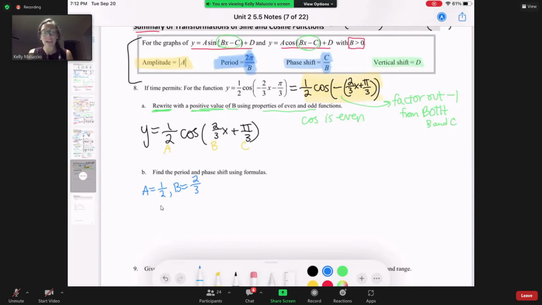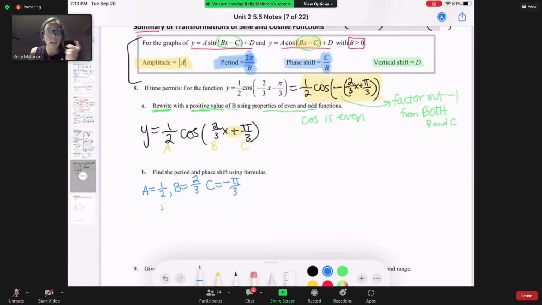Okay, so A is 1/2, B is 2/3, and C. Now this is the other tricky part because we took that negative out. Remember how this is Bx minus C. So technically this should be minus, but it's plus, which means the C was negative. So C is actually negative pi over 3. Not a big deal. You just have to pay attention to that. That's, again, what makes this one a little tricky.